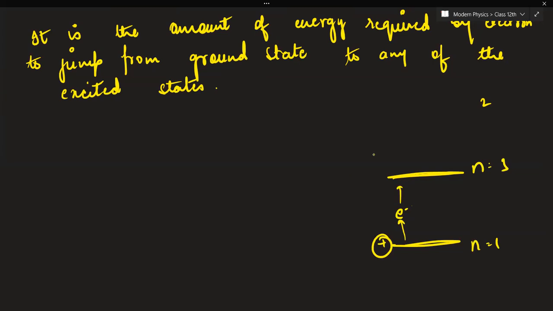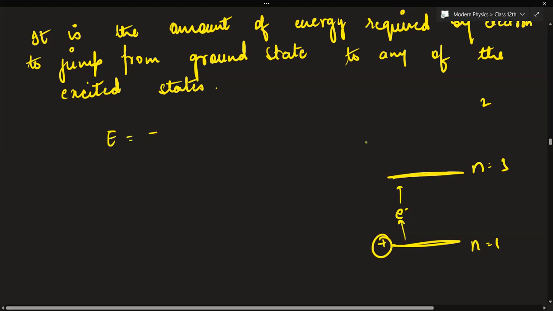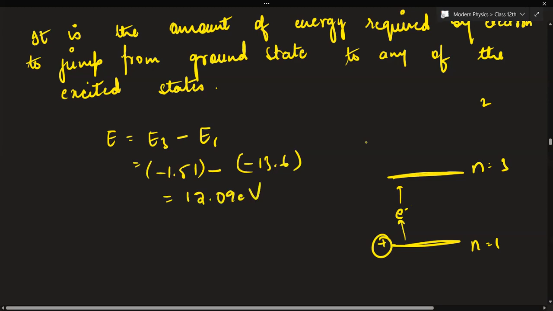So the energy difference will be E3 minus E1. As I've told you, please remember all these values. E3 was minus 1.51, E1 was minus 13.6. So the difference is 12.09 electron volt.